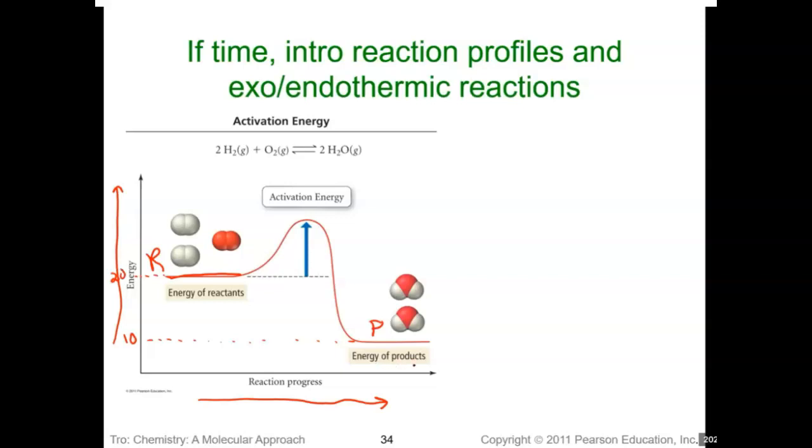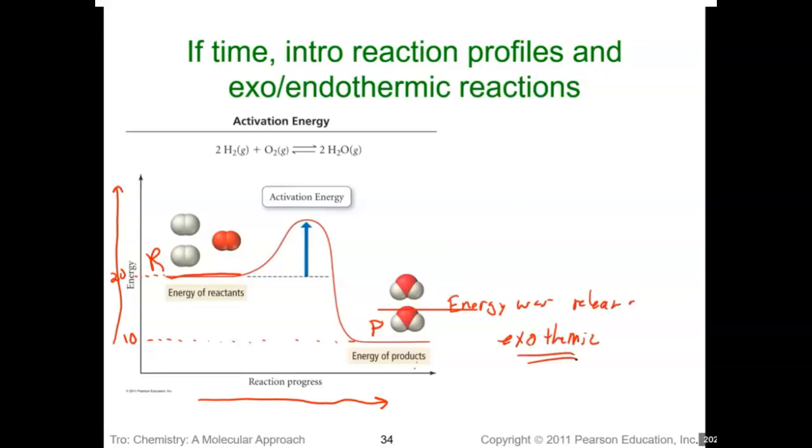So if we look at the energy of our products at the end versus the beginning, you can see that our products now have less energy. And so that means our energy was released. Energy was released. This is an exothermic reaction.